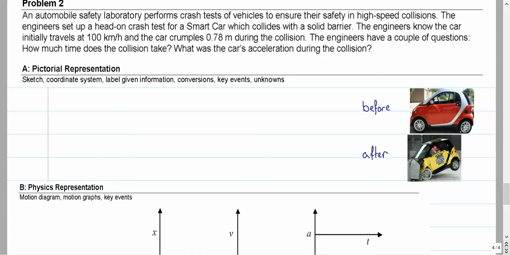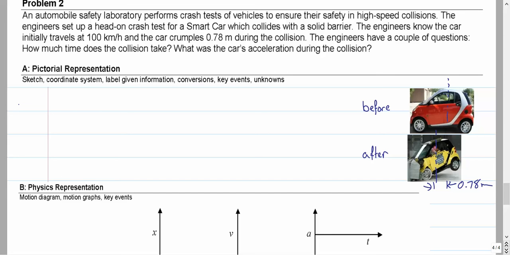But notice that the car after the crash is noticeably shorter, but the bulk of the car, the center of it, is now a little bit closer. So the distance that car has moved is 0.78 meters. So that's our delta D.